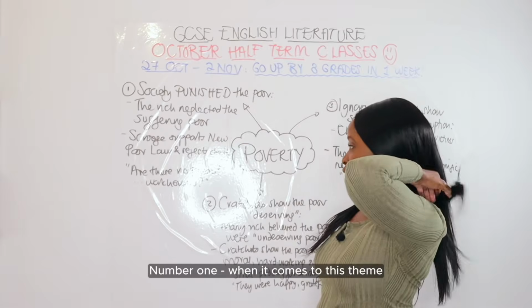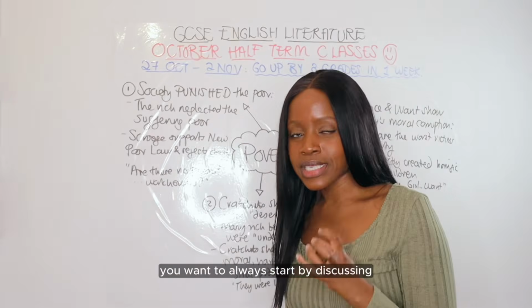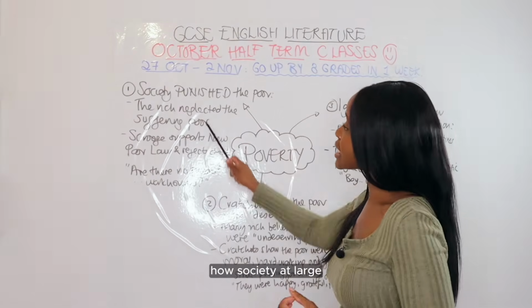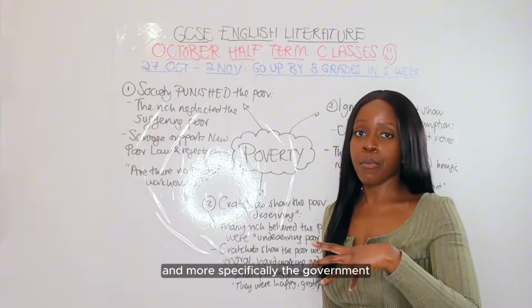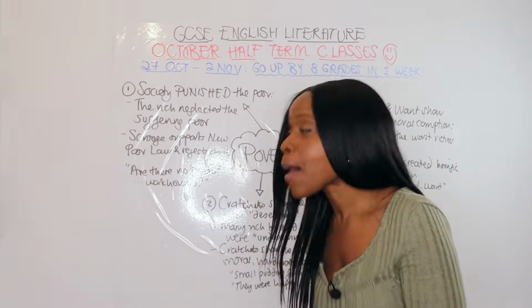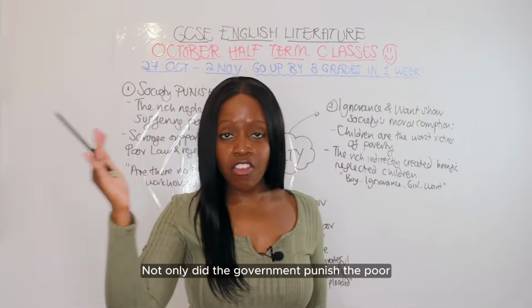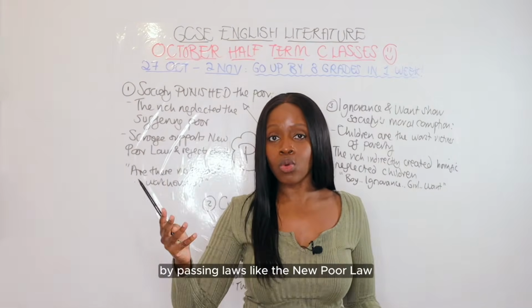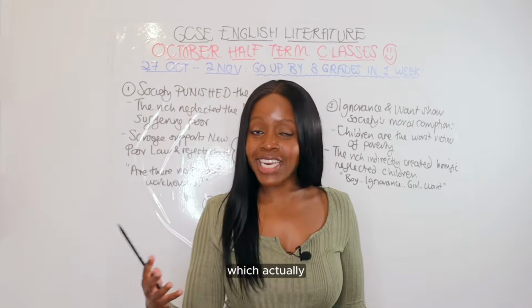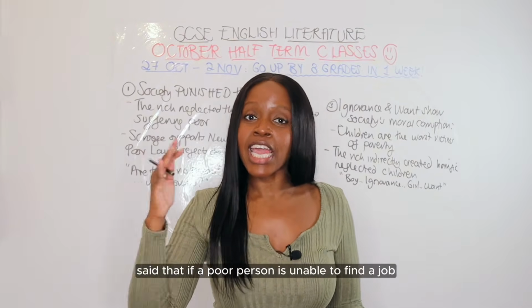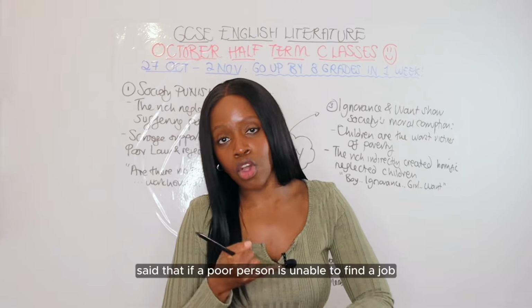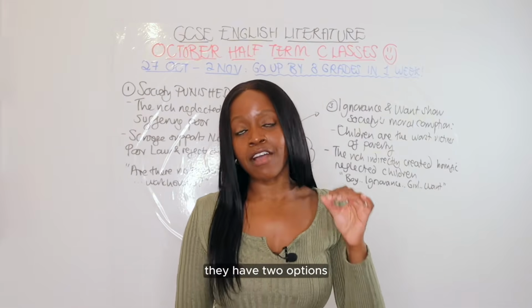Number 1, when it comes to this theme, you want to always start by discussing how society at large, and more specifically the government, punished the poor for their poverty. Not only did the government punish the poor by passing laws like the New Poor Law, which actually said that if a poor person is unable to find a job and they are homeless, they have 2 options.